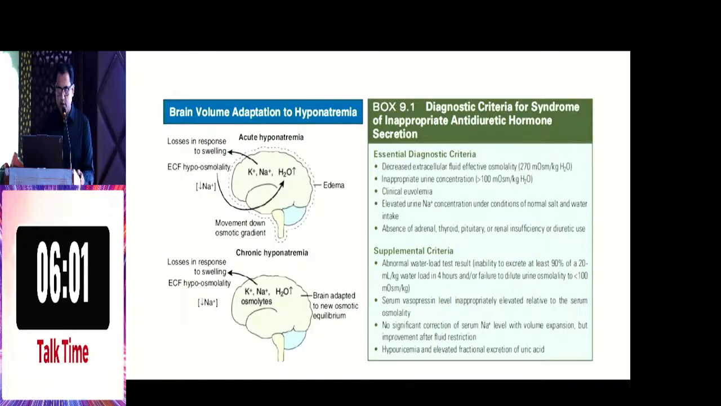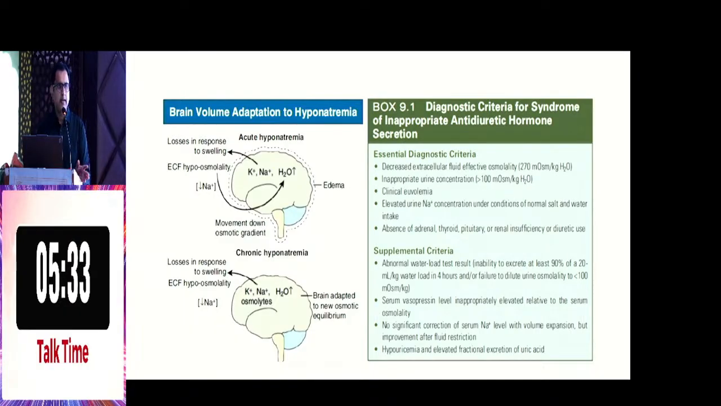Now SIADH. What is the diagnostic criteria for SIADH? As I mentioned, the essential criteria are: plasma osmolality is low, urine osmolality is high, the patient is euvolemic, urine sodium is elevated, and there is absence of other causes like thyroid, adrenal, pituitary or renal insufficiency. Then this qualifies for the diagnosis of SIADH.